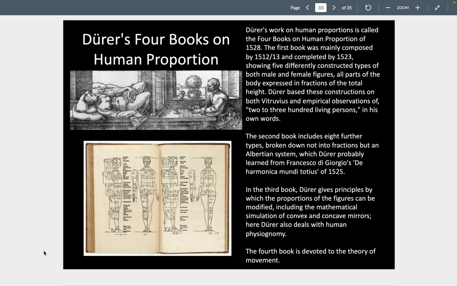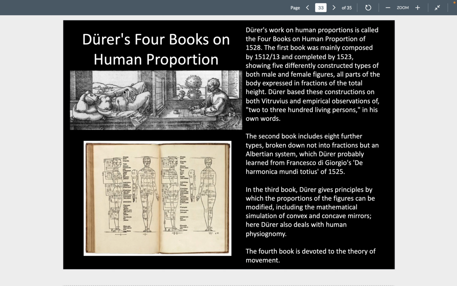He's also putting out books on human proportion. So he again is interested in the mathematical ways that the human body can be represented by learning from the people that have come before him, like Vitruvius, how to do this.